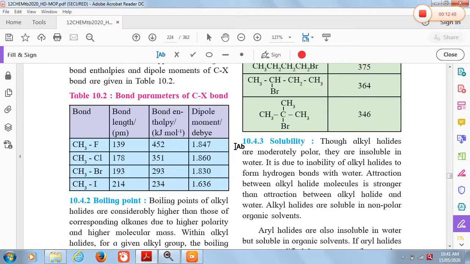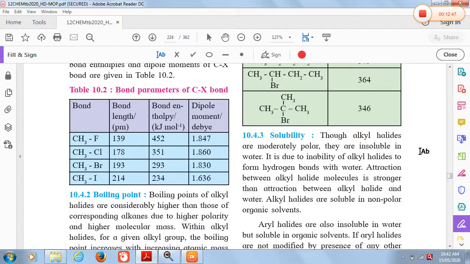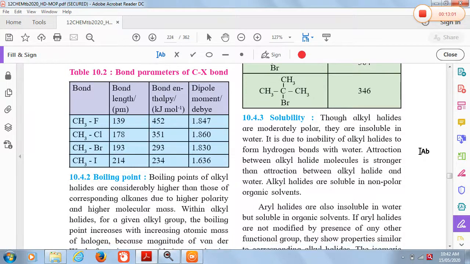Now if you observe the solubility, alkyl halides are moderately polar. They are insoluble in water. And what is the reason behind that? It is due to the inability of the alkyl halide to form hydrogen bonds with water. The molecule is not as polar as a carbon OH bond. So if there is an OH group, then it forms intermolecular hydrogen bonding, but such intermolecular hydrogen bonding you can't observe in case of alkyl halide with water. So that's why it is insoluble in water.